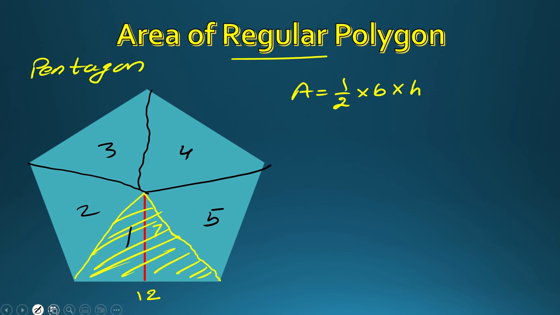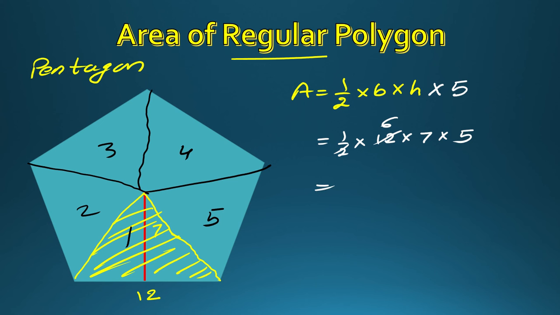How many triangles do we see here? 5. So what will we do? We will multiply this area by 5. Okay, this is one method to solve the question. Just put the values of B and H here, means half times B was 12, H was 7, times 5. So 12 divided by 2 means 6, 6 times 5.